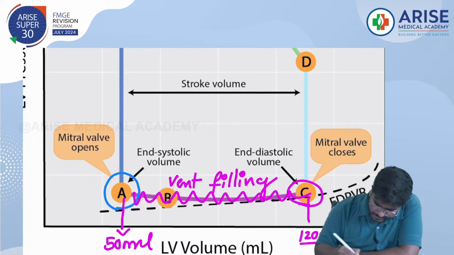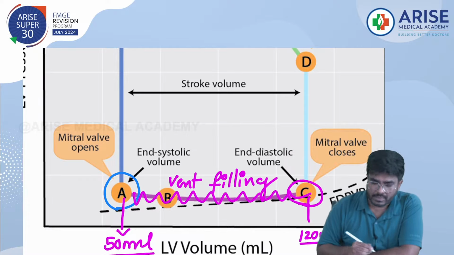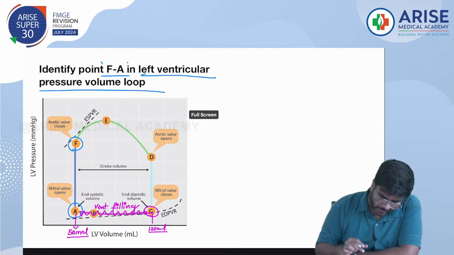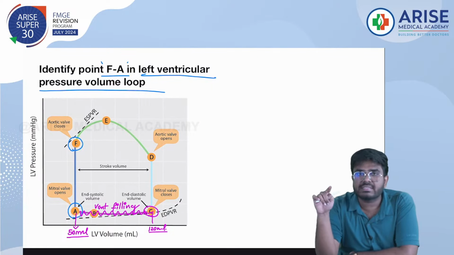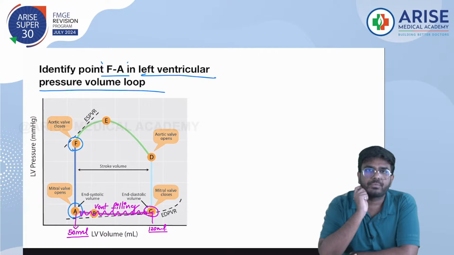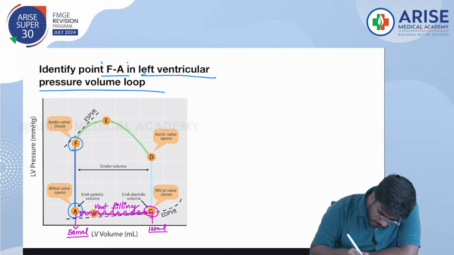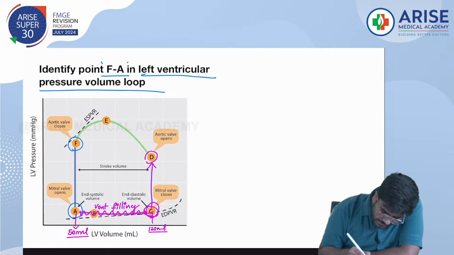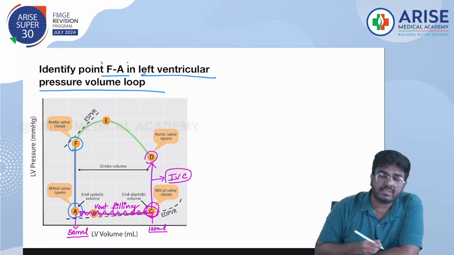Okay, till 120 ml. This 50 ml is called the end systolic volume, and 120 ml is called the end diastolic volume. So what I'm trying to put into your mind is that the down line is representing the ventricular filling. Okay. Next, the points C to D. See here, the pressure is increasing in the ventricle. Okay. So this line is representing the isovolumetric contraction phase.